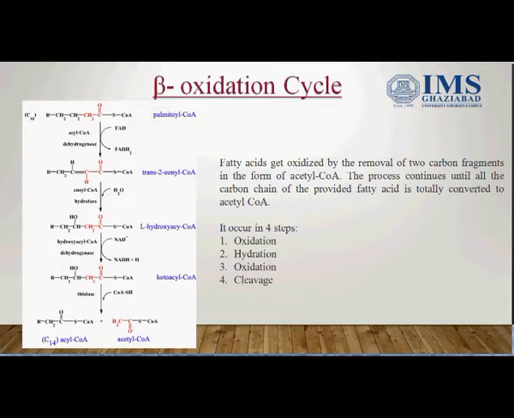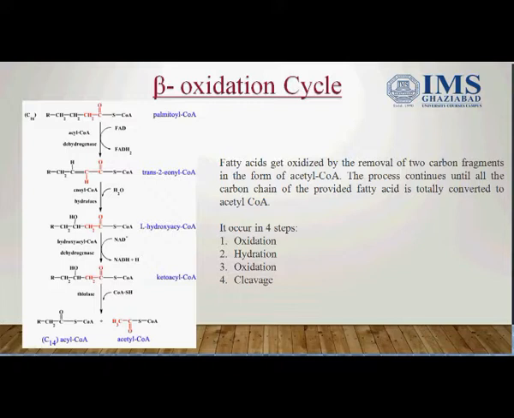Now, the major step is the beta oxidation pathway. Beta oxidation pathway can be divided into four steps. Number one, oxidation, then hydration, then again oxidation, and then cleavage. Now, acyl-CoA undergoes dehydrogenation by the FAD-dependent flavoenzyme called acyl-CoA dehydrogenase. A double bond is formed between alpha and beta carbon.